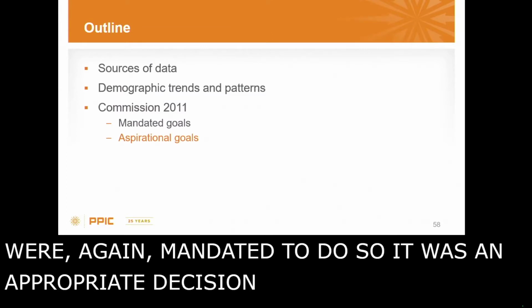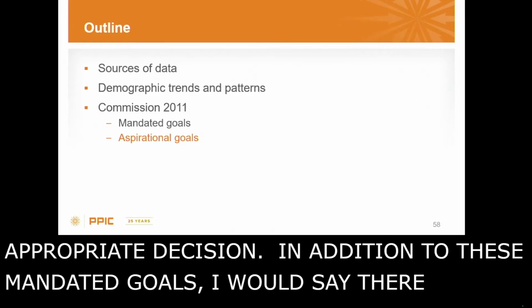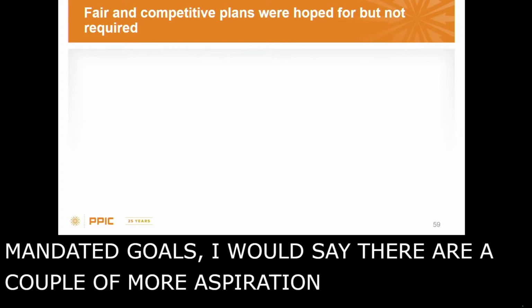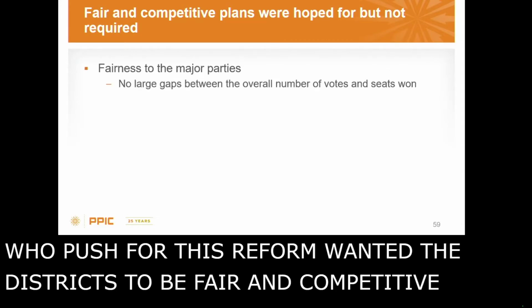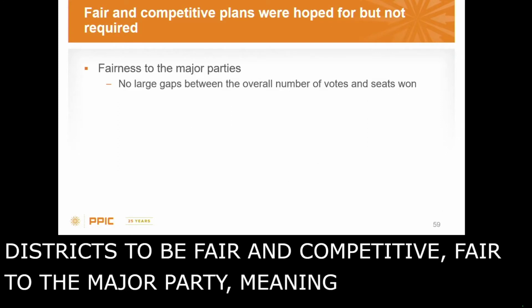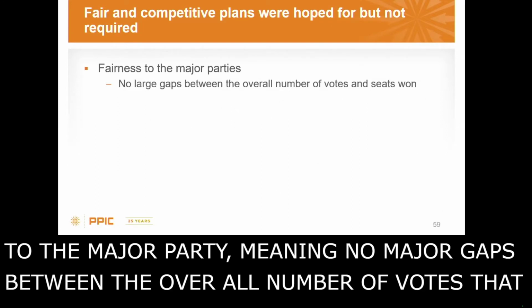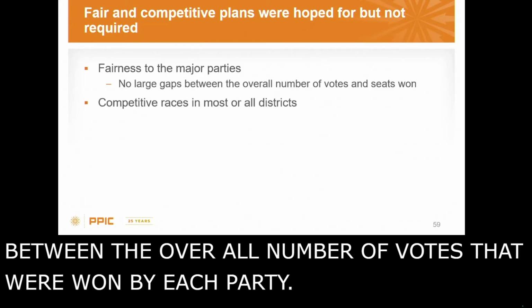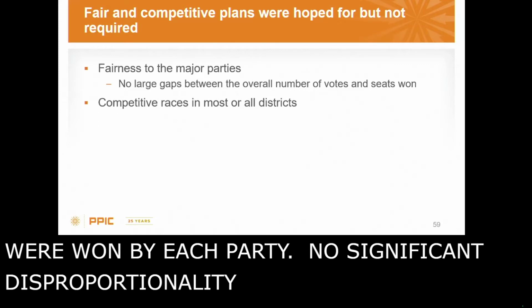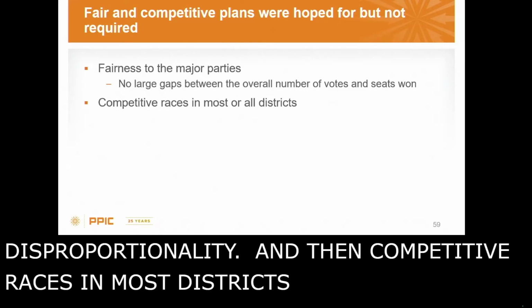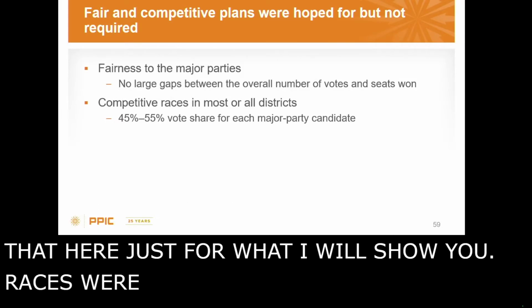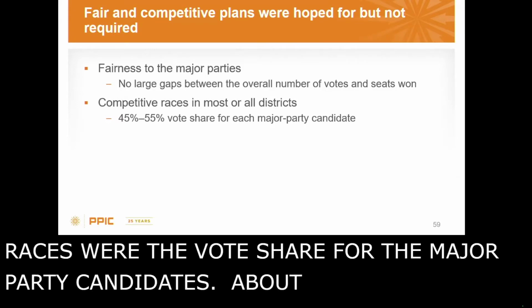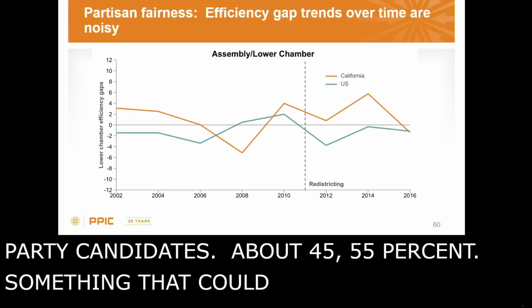In addition to these mandated goals, I would say that there are a couple of more aspirational goals. People who pushed for this reform wanted the districts to be fair and competitive. So fair to the major parties, meaning no major gaps between the overall number of votes and seats won by each party. No significant disproportionality. And then competitive races in most districts. I'll define that here, for what I'm going to show you, as races where the vote share for the major party candidates fell between about 45 and 55%. So something that could have gone the other way, potentially.